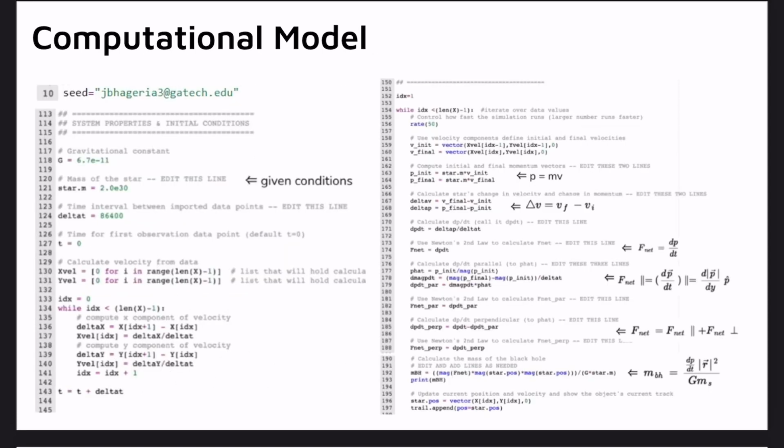Moving to the computational model. Here, we generated individual values using my seed value, which is my email, and then here are the given conditions. We have the mass of the star and the time interval between imported data points. As we move on, we plug in the equation p equals mv, the momentum formula, and we use the F net formula, F net equal to dp over dt, and then F net is equal to the sum of parallel forces and perpendicular forces, and finally this is all used to find the mass of the black hole.